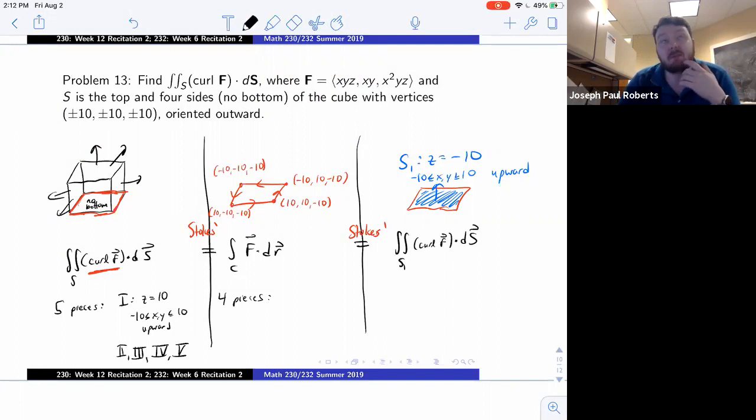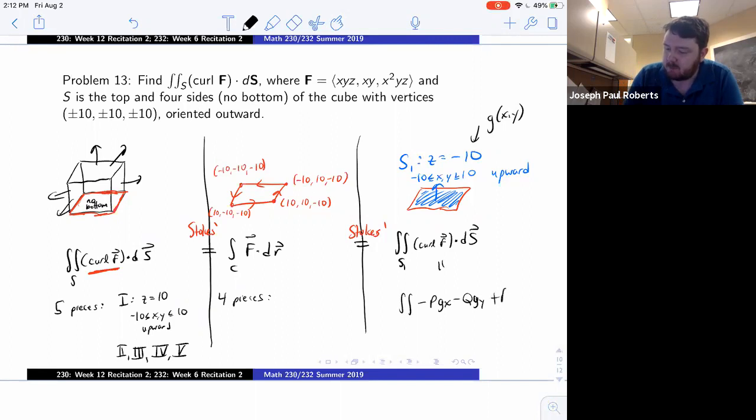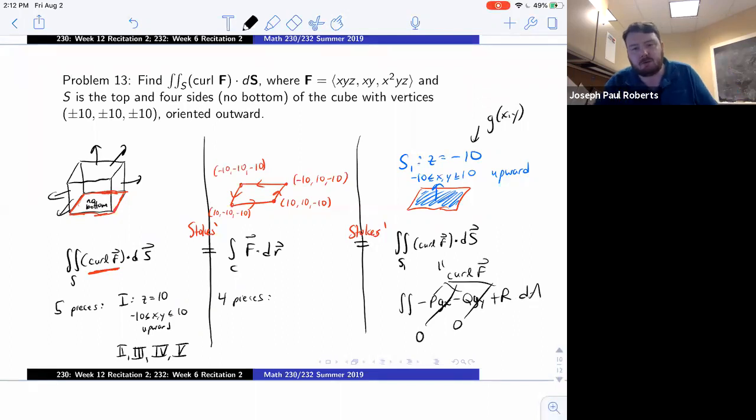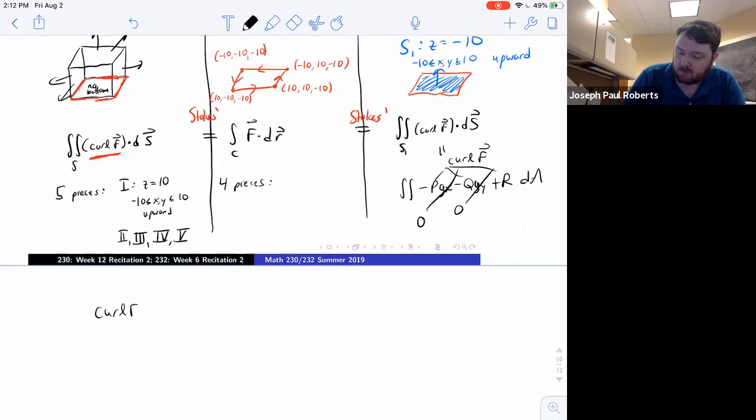So why is S1 so great? I think Dom talked about this. What day would it have been? Probably Monday this week. I'm allowed to choose this very simple g of x, y, whose derivatives are 0. So when I go to do this flux formula, minus p gx minus q gy plus r, P and Q, the first 2 components of curl F, are getting multiplied by 0. So we don't even have to calculate what they are.